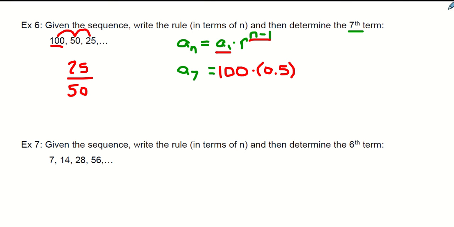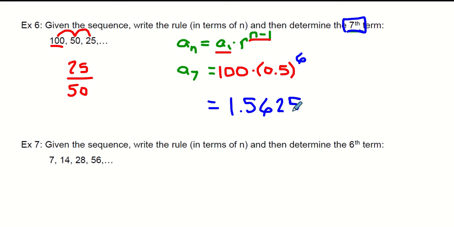Well, n is 7. Remember, n represents the location of the term, in this case the 7th position. So it would be 7 minus 1, which is to the 6th power. So now this will actually, I believe, give me a decimal. So let me type this in. So 0.5, I'm raising it to the 6th power, and then multiplying that times 100. So this would give me 1.5625.